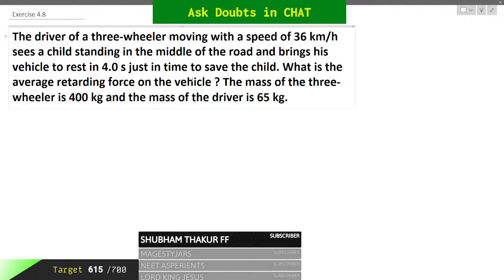In order to find the retarding acceleration, according to the equation of motion, we need the change in velocity and time. So we have the change in velocity, that is from 36 km per hour to 0 km per hour, and we also have the time, that is 4 seconds. When we find the acceleration using this data, we will simply multiply it with 465 kg and we'll get the force in Newton.